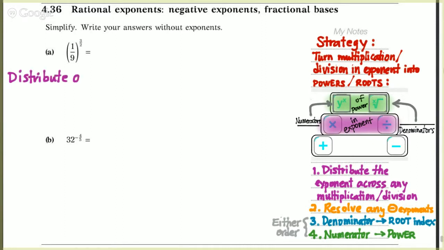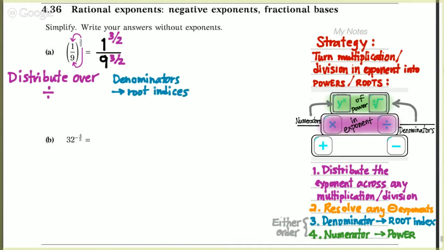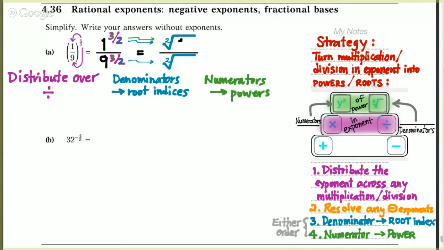I want to raise 1/9 to the power 3/2. So the first thing I'm going to do is distribute the power of 3/2 across the division, 1 divided by 9, on the inside of the parentheses. So in other words, I'm really looking at 1 to the power 3/2 divided by 9 to the power 3/2. Okay, great. If there are any negative exponents, we would resolve that now, but there aren't. Our exponents are all positive here, so we don't have to do step 2. So now we can think about the denominators of these fractional exponents. Those denominators can turn into indices of roots instead, indices of radicals. In other words, since these denominators are 2's, I can rewrite these expressions as radicals with indices of 2, specifically square roots.